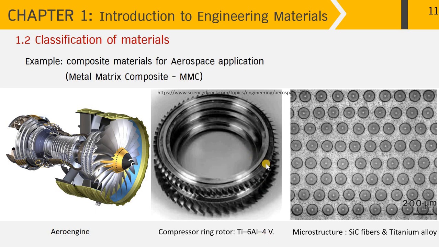And if we cut through this component, we can see that the titanium is just the matrix, and surrounding it is the high-strength fiber, which is the silicon carbide fiber, that makes the overall material stronger, stiffer, and able to work at much higher temperature for this type of application.